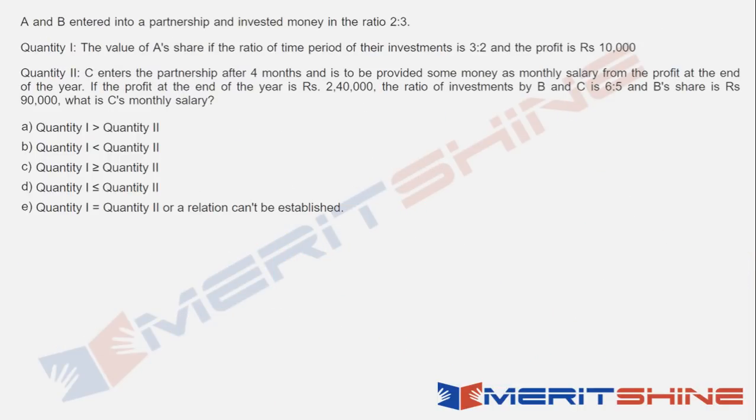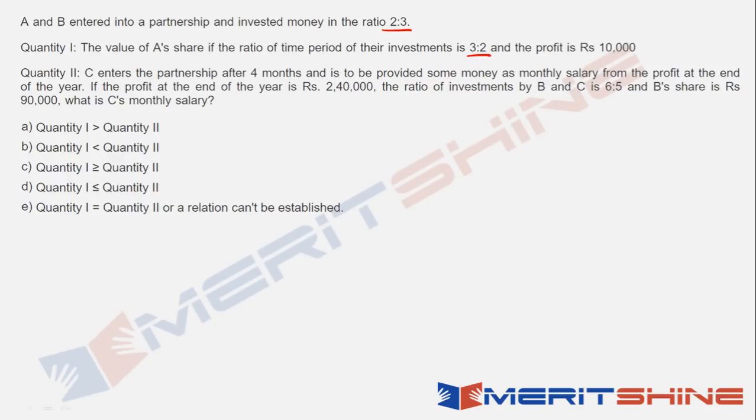Anyway, let me just show you the second question then. This is your question number 2 here. Now, it's a question on partnership. How do we handle this? A and B entered into a partnership and invested money in the ratio 2:3. Simple statement, quantity 1. The value of A's share if the ratio of time period of their investments is 3:2.